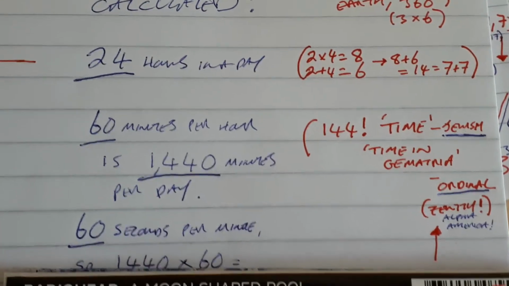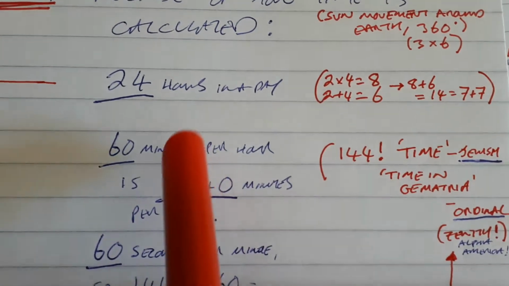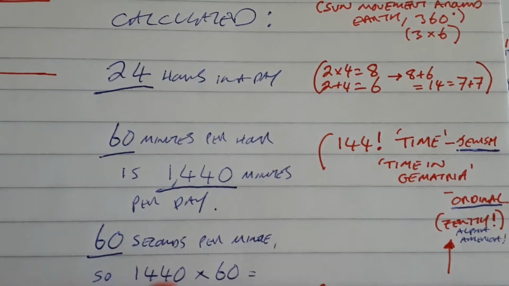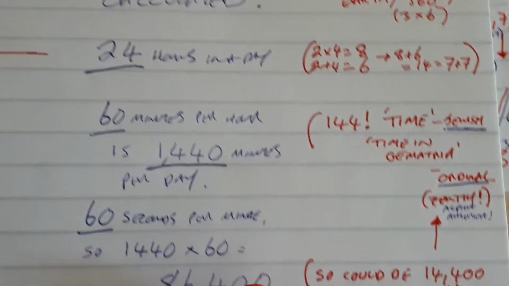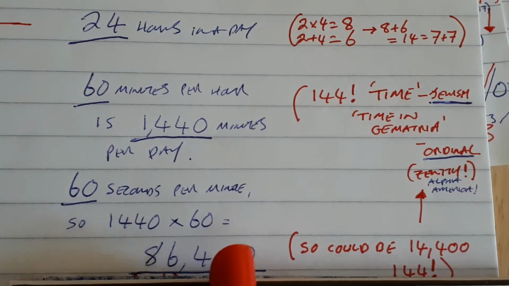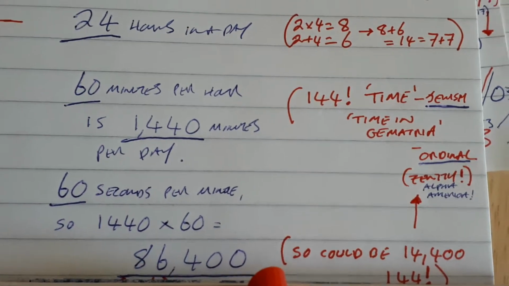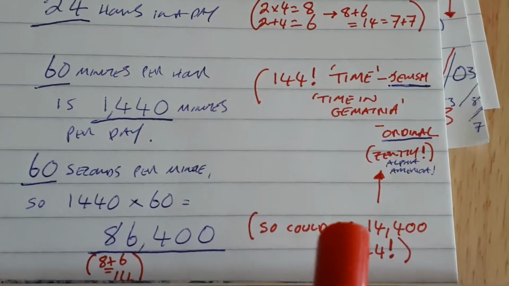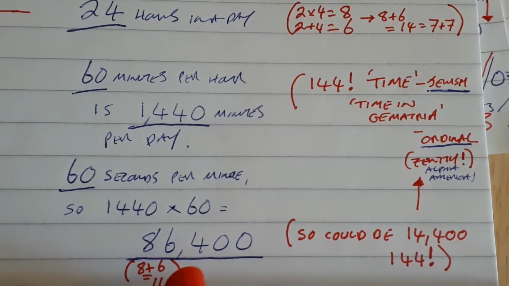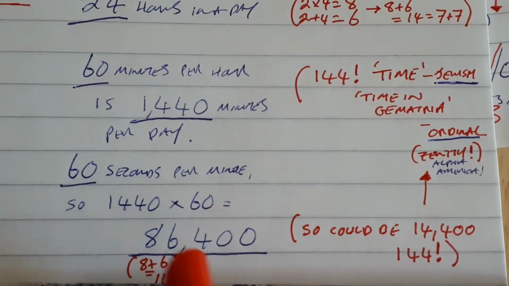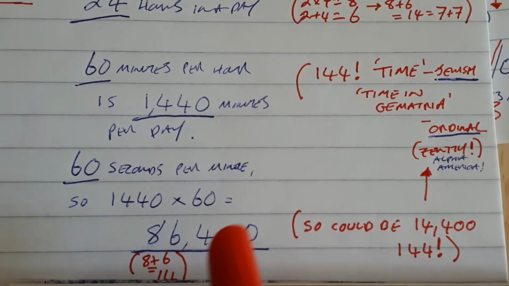So just carrying on, 60 seconds per minute, of course. So it's that many minutes for the day times the 60 for the seconds, and you get the 86400. Which again could be the same as above, the 144, because 8 and 6 is 14, leaving the 4, could be 400.